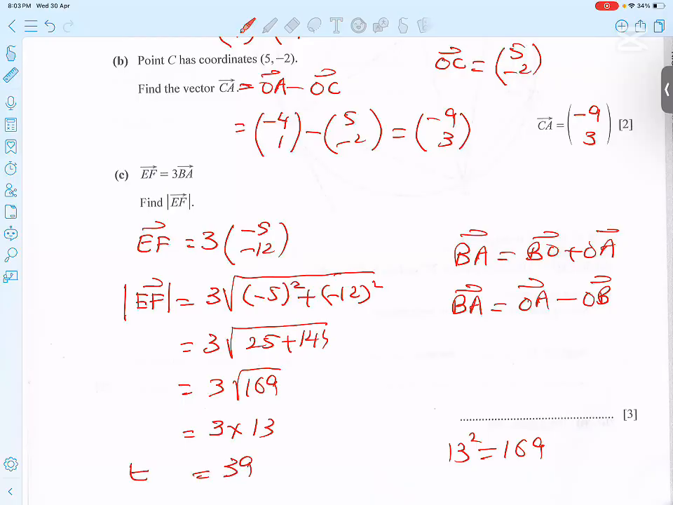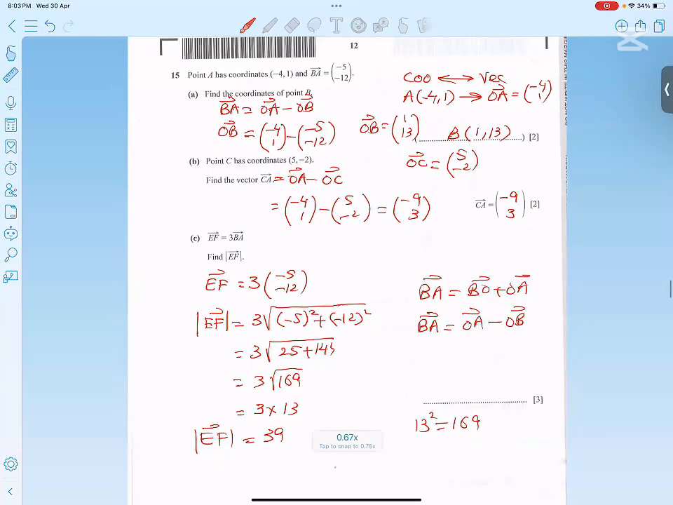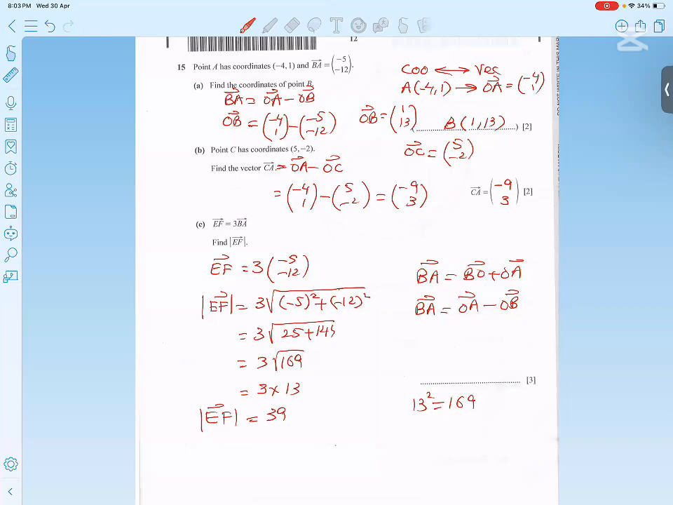You see, this will make the question a bit easier. Otherwise, it is very hard to deal with big numbers. So I hope the concept is very clear. And this page of the vector topic is completely over. And let's go for the next page.